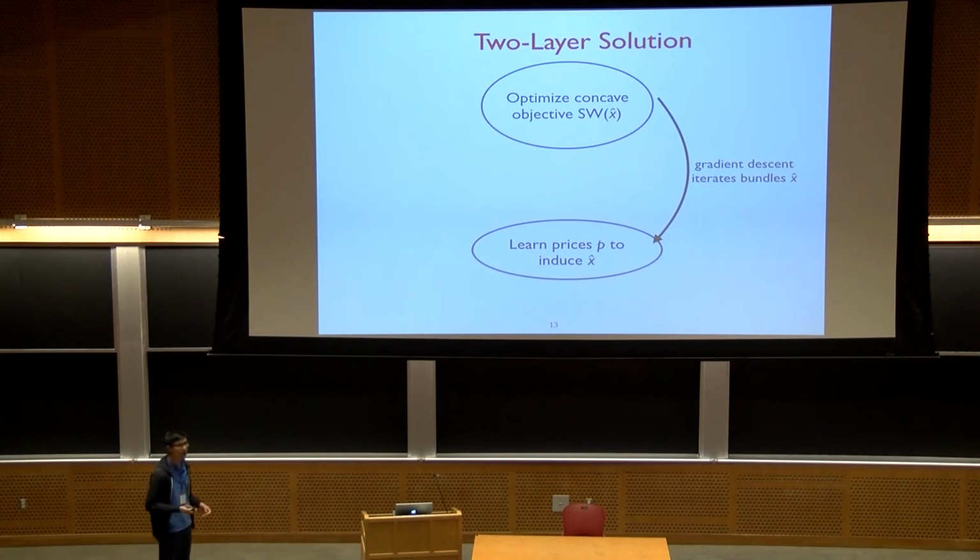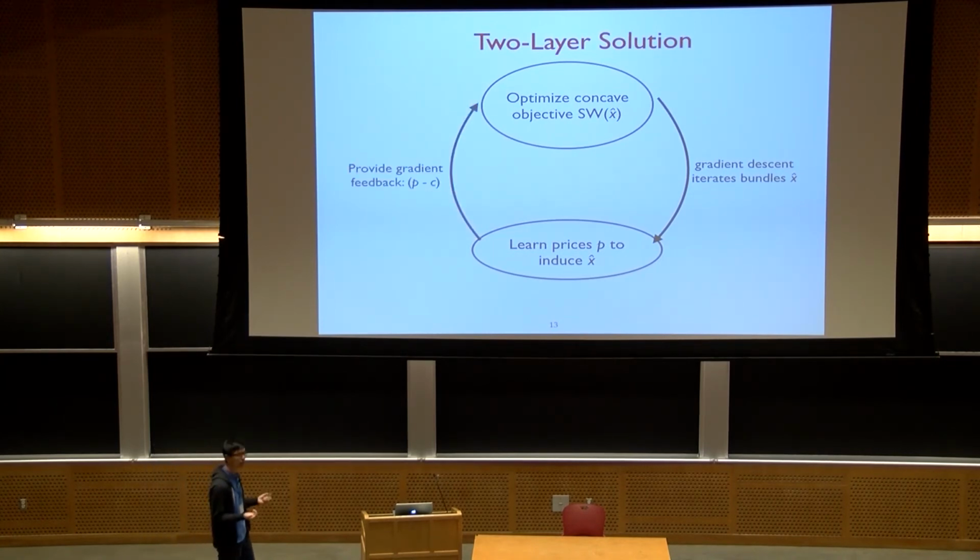And this tool is also very nice in terms of giving the gradient feedback for the upper level algorithm, which is the prices minus cost vector. So this is basically a two subroutine, two layer algorithm alternating between each other. So this is an overview of the algorithm.